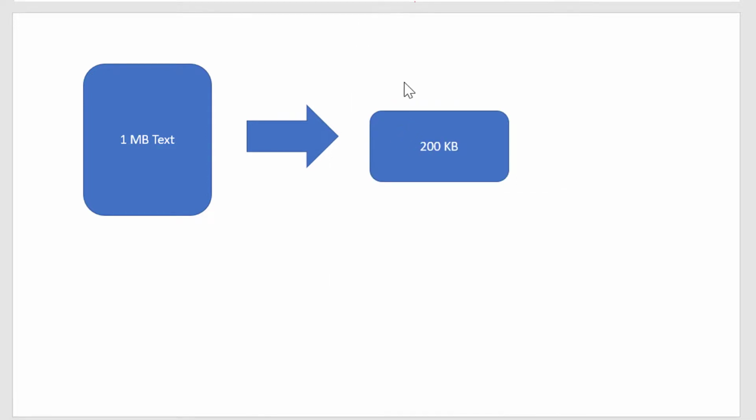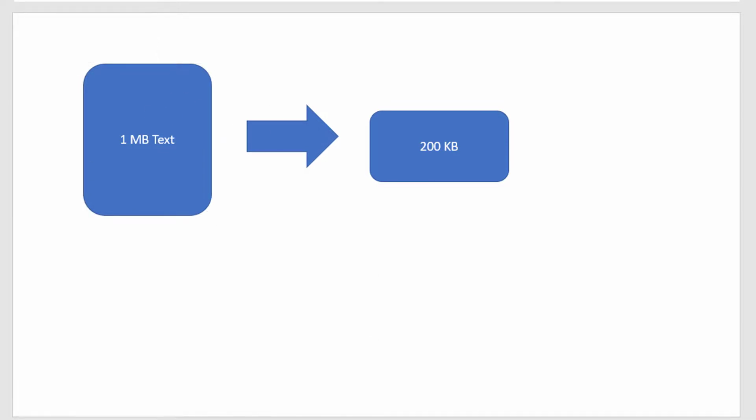That is very similar to how we compress images. I may have a 1 MB text file or image. What if I compress it? The size is going to be reduced, maybe to 200 KB. The size is less, but whenever I want, I can get the same 1 MB by decompressing it.